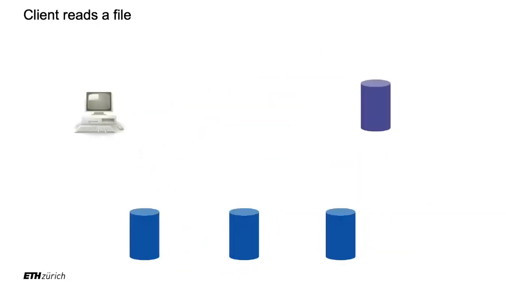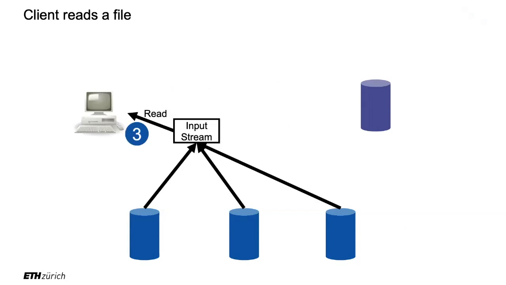Something I forgot to say is that here we are reading a file, not writing. When you read a file, you don't actually need to read it from all 3 locations. You just read it once, from whoever has it first. You first try the closer one, then the other one, and if there's still no block, then the third one. Okay, so this is reading a file.